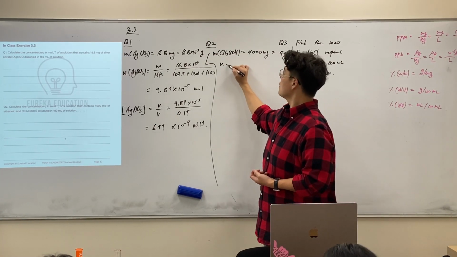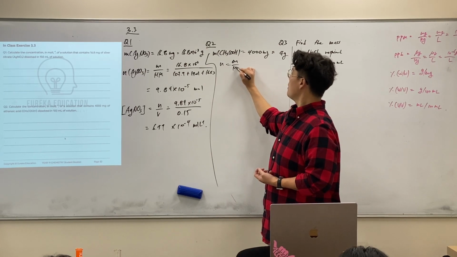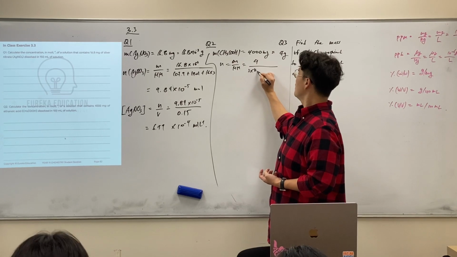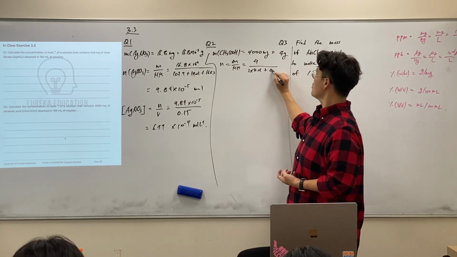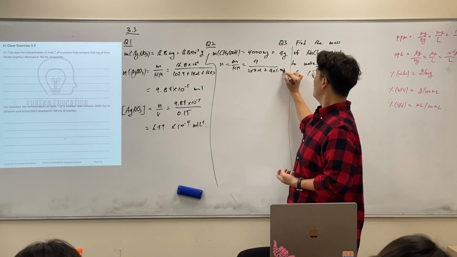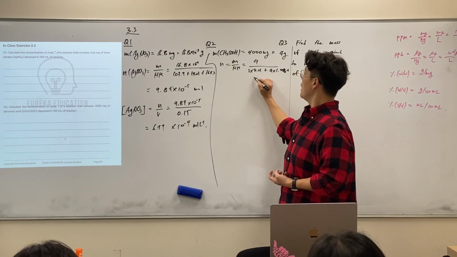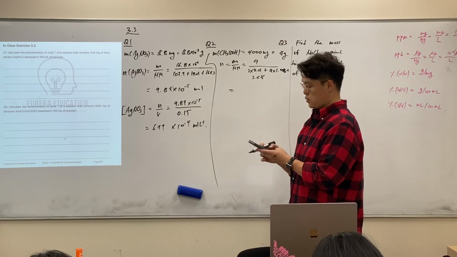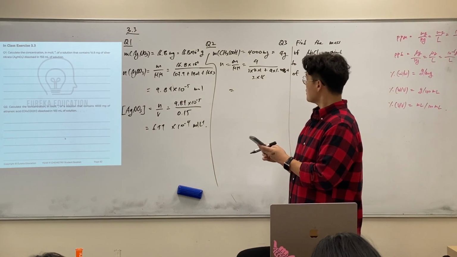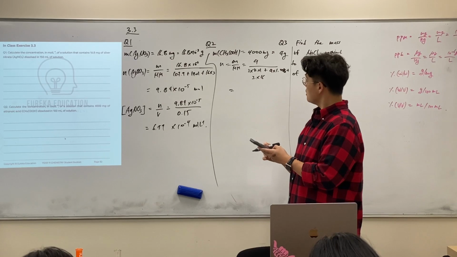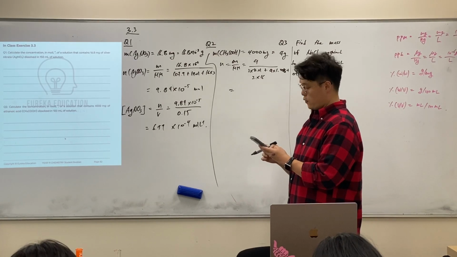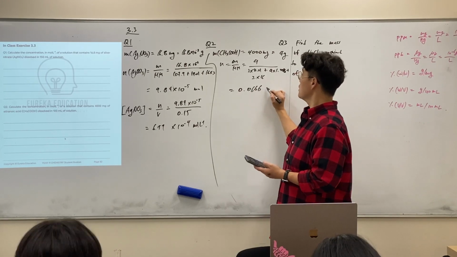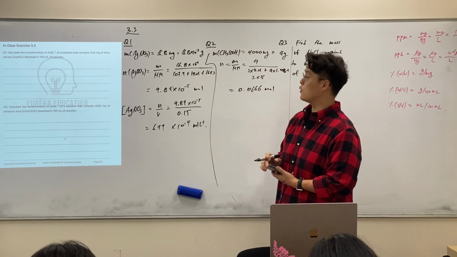Then n is equal to m over molar mass. That's 4 divided by 2 carbons plus 4 hydrogens, or 8, plus 2 oxygens. So you get 2 times 12.01 plus 4 times 1.08 plus 2 times 16, and 4 divided by that, you get 0.0666 mole for that ethanoic acid.